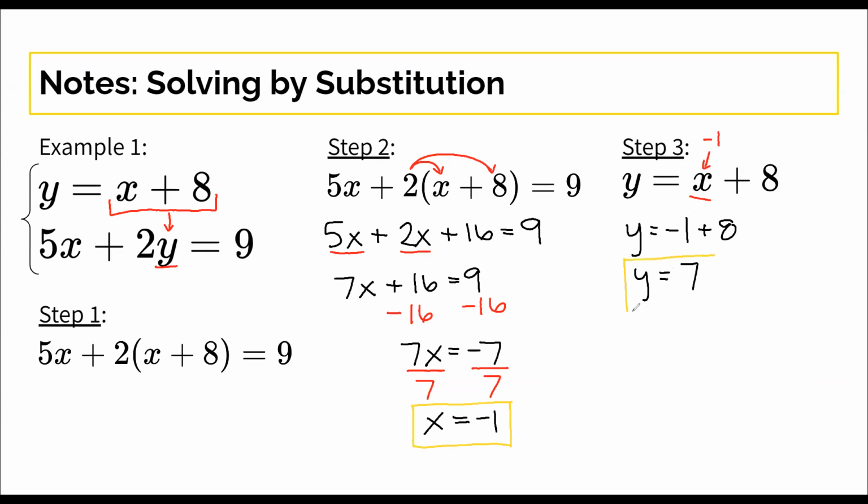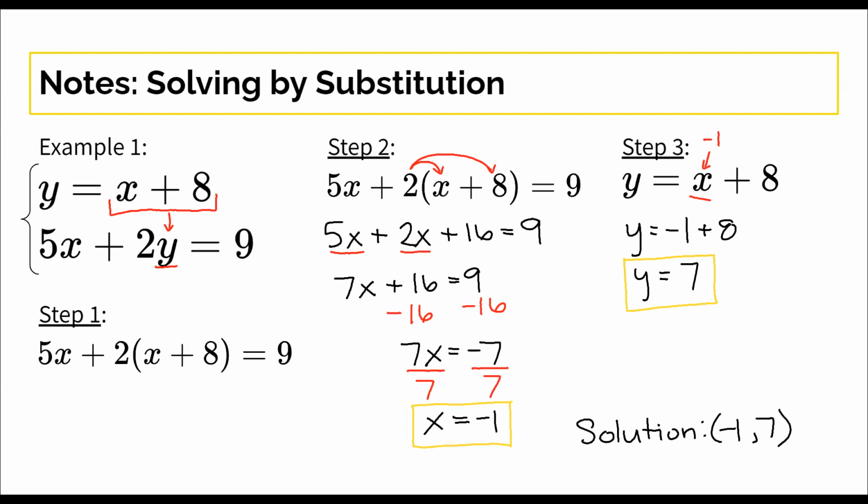So now we have both pieces of our solution, both coordinates for that point of intersection. So I'm going to write our solution down here at the bottom. Our solution is x comma y, so minus 1 comma 7. That's where those lines should cross. I want to check that. So we're going to graph these lines.